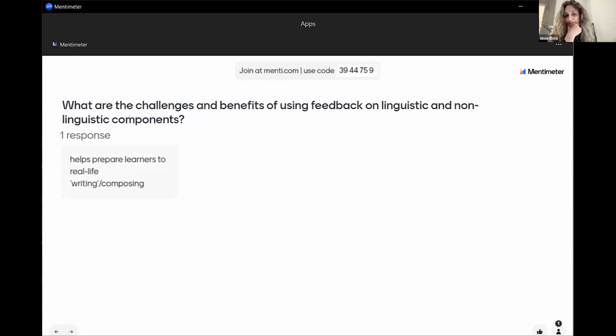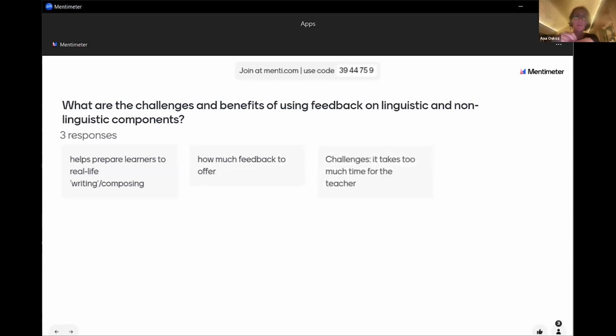A benefit would be to prepare learners for real life writing, composing, something that they can find later on in their future professional lives, as well as personal. Challenge: how much feedback to offer. That's a good one. You are correct. It's so difficult to provide the right amount of feedback when you have so many components.